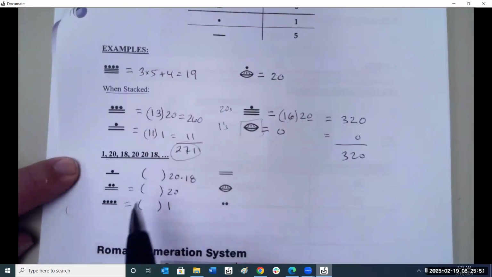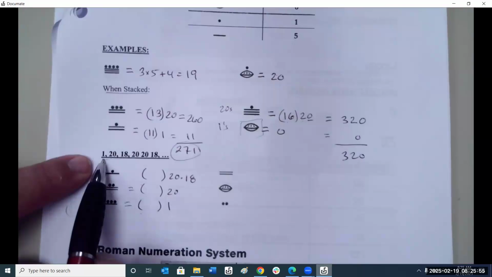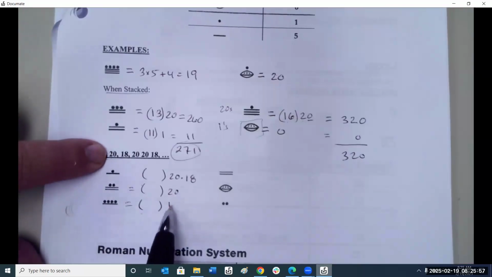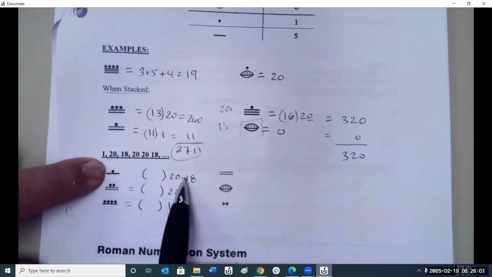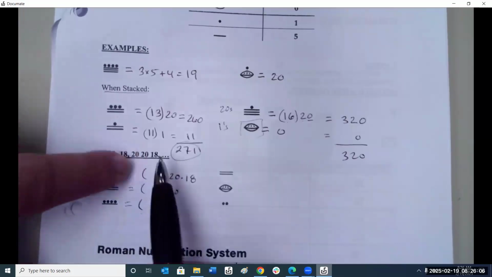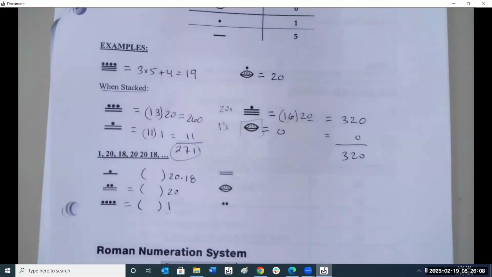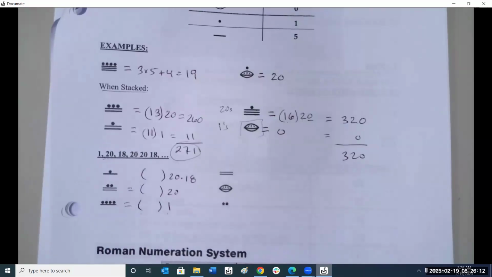You see the pattern forming. The more numbers you have in your stack, the first one is the 1. The second one is multiplied by 20. The third one is multiplied by 20 times 18. The next one is 20, 20, and keep on going. You're still building up from there on out. Each stack you multiply another number to it.